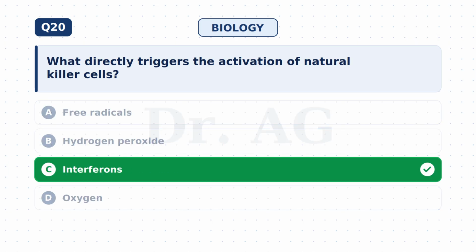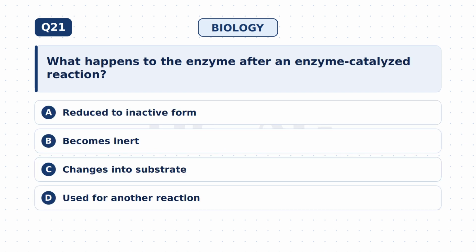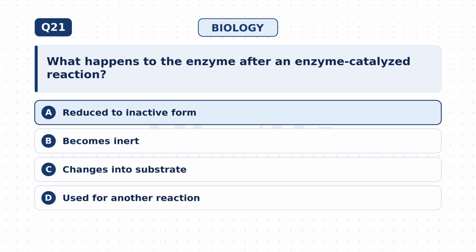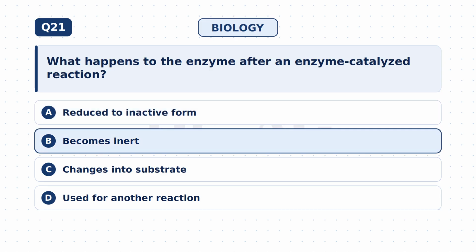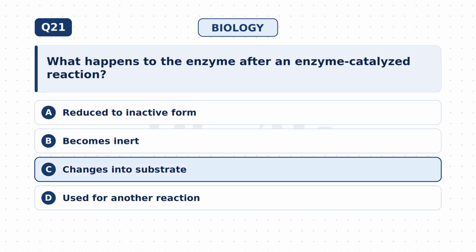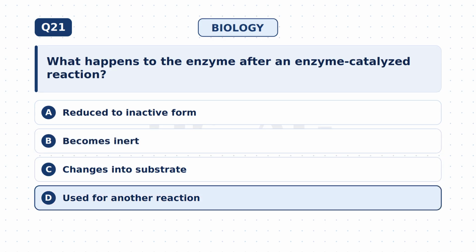The correct answer is C, interference. Question 21. What happens to the enzyme after an enzyme catalyzed reaction? Option A, reduced to inactive form. Option B, becomes inert. Option C, changes into substrate. Option D, used for another reaction.